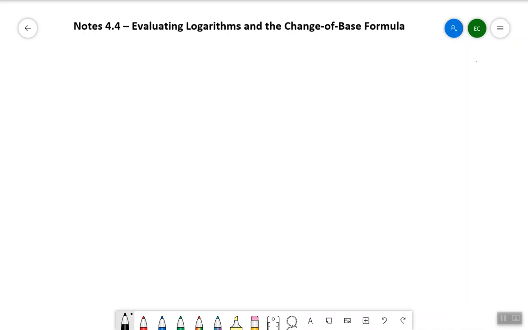We're starting section 4.4. We want to evaluate logarithms with and without a calculator. We want to look at the change of base formula. We'll also see an application from chemistry. And to begin, I'd like to talk about two special bases.